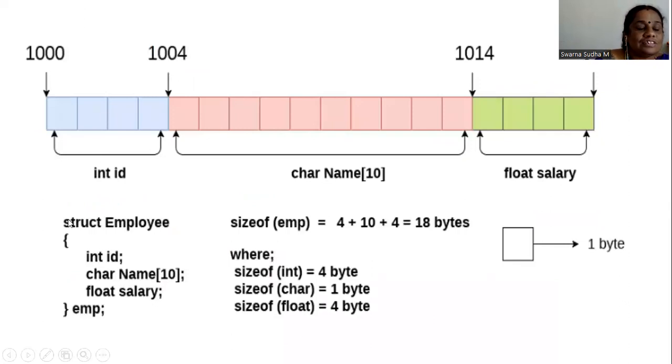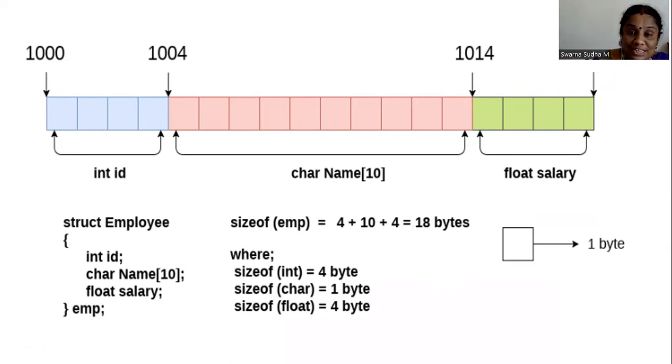So we have a structure called employee. ID, name, salary are the members of the structure. EMP is the variable for the structure. As soon as you create a variable, the memory will be allocated. For example, for ID, it is 4 bytes. For the character array, name is of size 10, so 10 will be allocated, each one is 1 byte. And for float, it is 4 bytes. So totally 18 bytes will be allocated for a structure of employee.